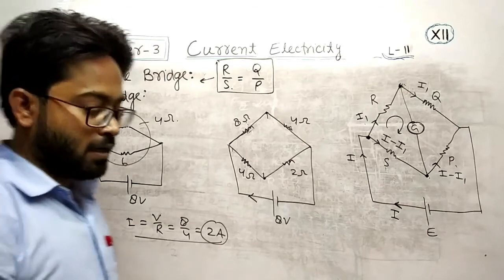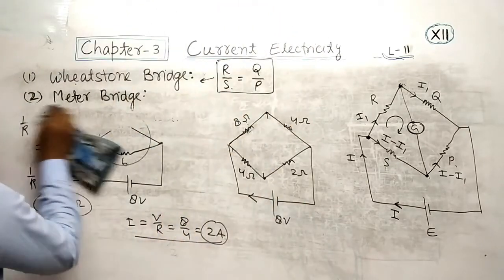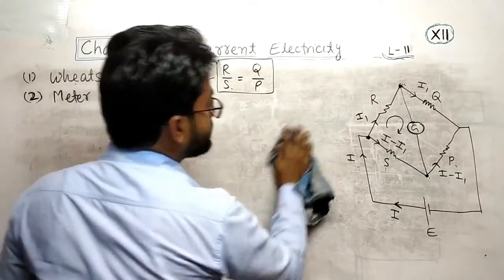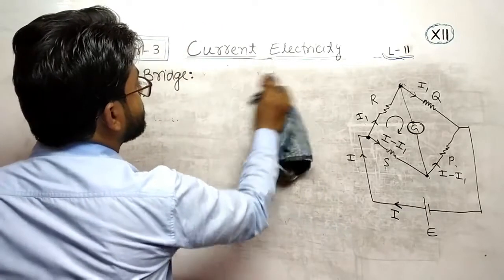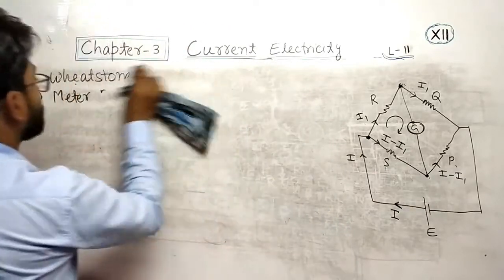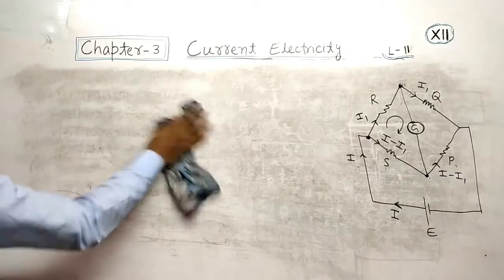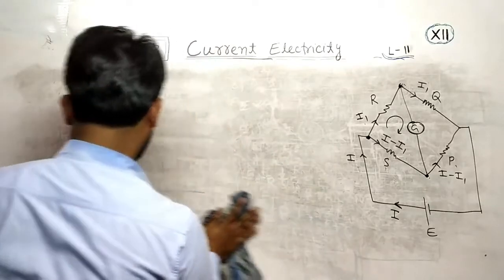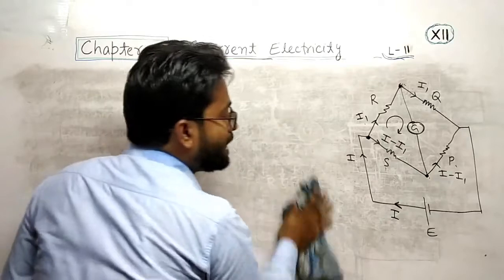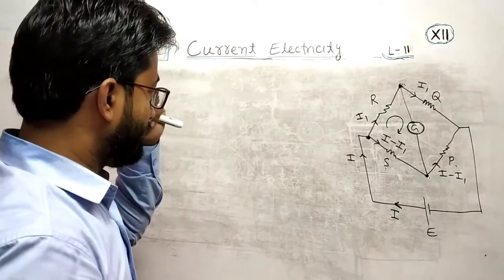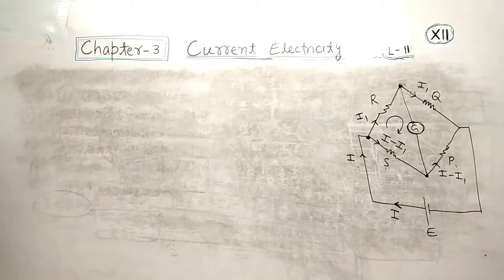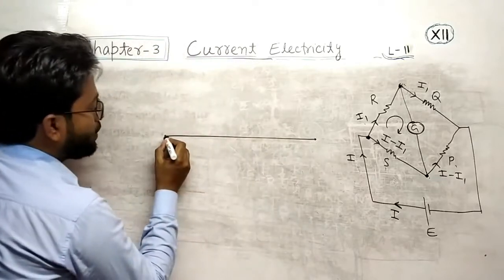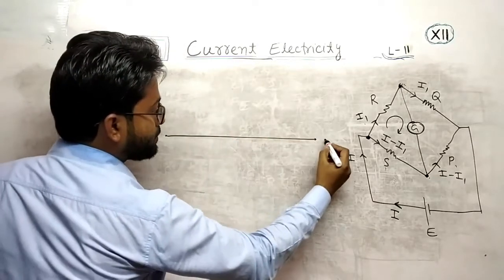Very simple. Next point is meter bridge. What is meter bridge? Meter bridge is used to measure the value of resistance. First, we will talk about the construction. The meter bridge has a wire of length 100 centimeter.